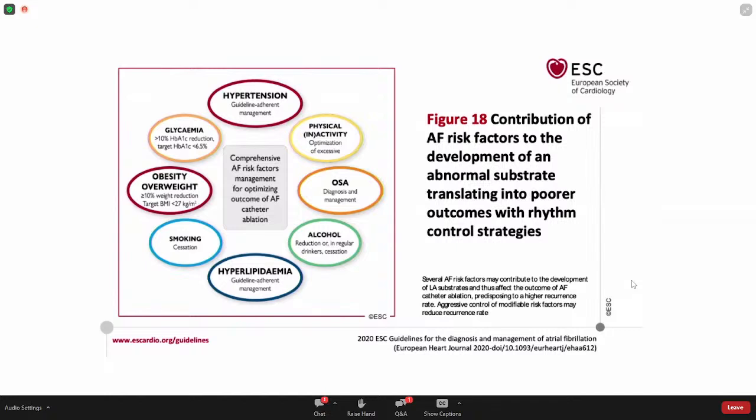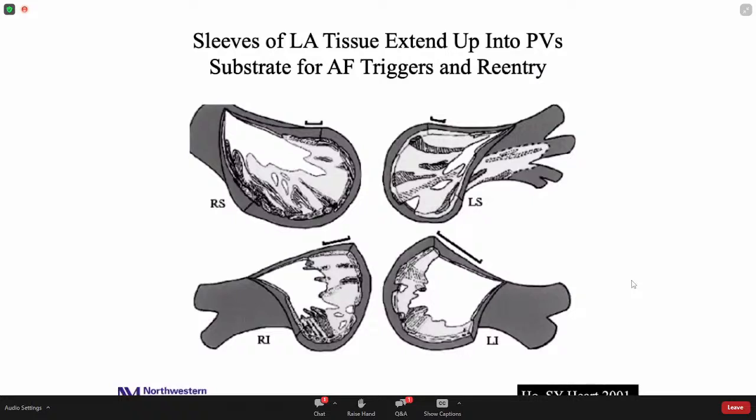At least there's been some emphasis, I think, recently. These are the European guidelines on prevention. I think appropriately there's a lot of emphasis on upstream prevention of atrial fibrillation by treating hypertension, obesity, alcohol consumption, and some of the things that we can modify for atrial fibrillation.